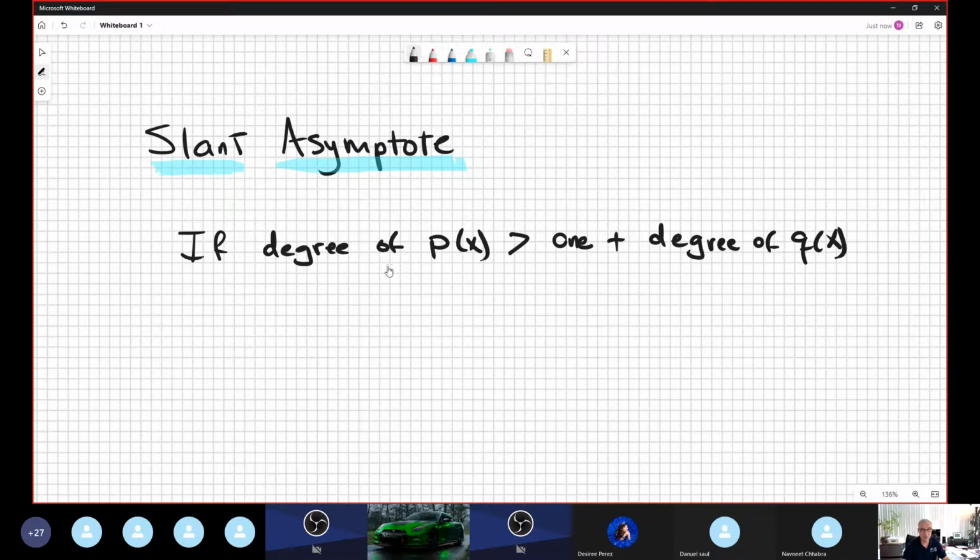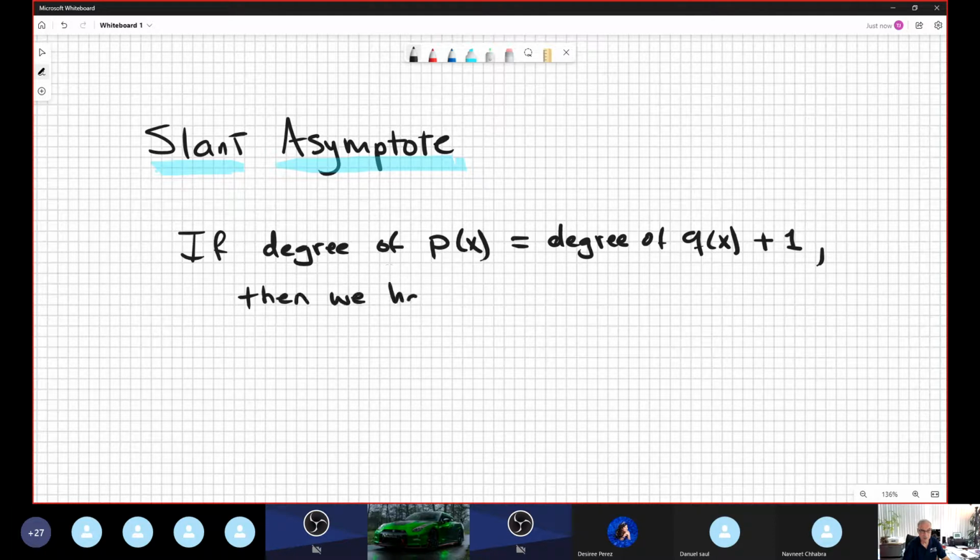Let me write it in words, in number 1. So basically the degree of P is equal to the degree of Q plus 1. But not greater, rather equal. Let me translate this to one common language. And then we have a slant asymptote. Okay? Example. Example to understand.